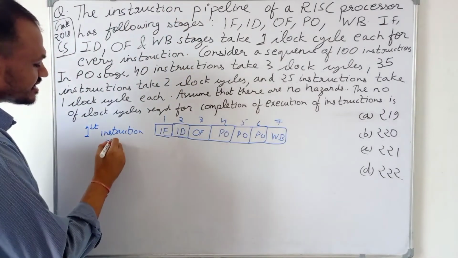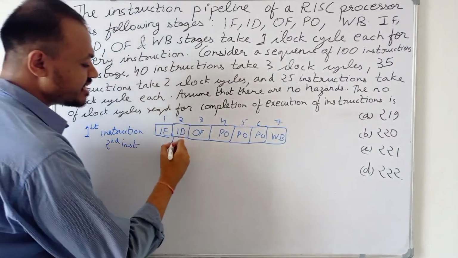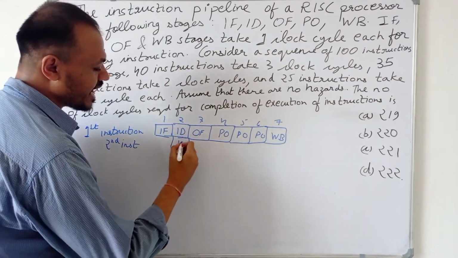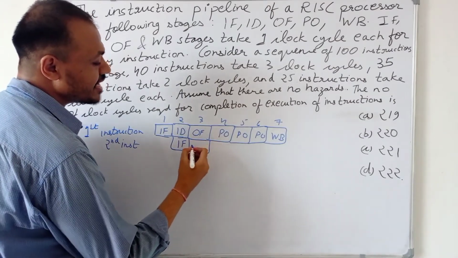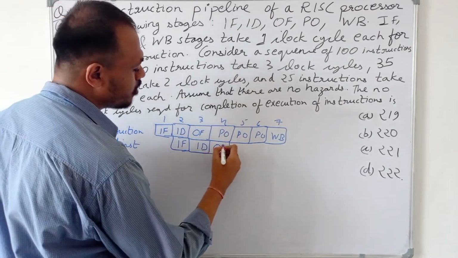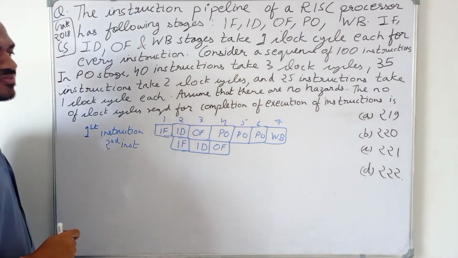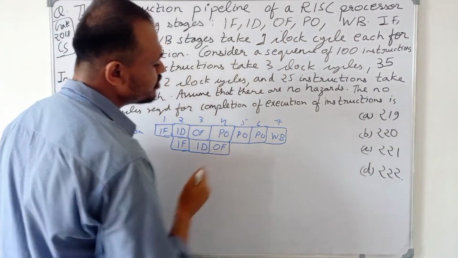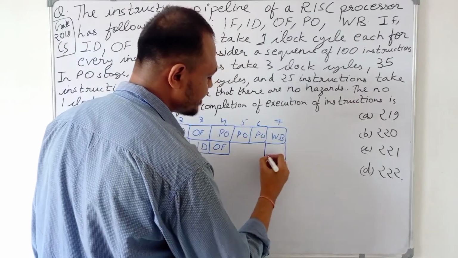Now if we take the second instruction, then in the second clock cycle IF will be complete, based on the pipelining concept. Then in the third clock cycle ID will be complete. Then in the fourth clock cycle opcode fetch will be complete. But PO will not start in the fifth clock cycle, because PO for the first instruction is not complete.